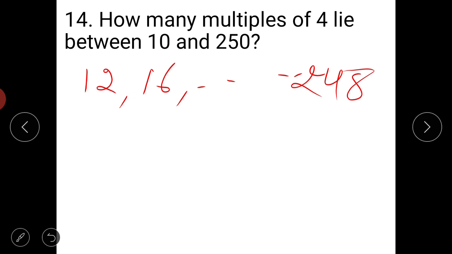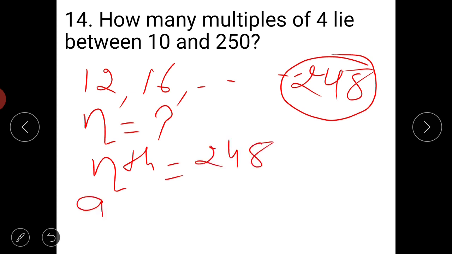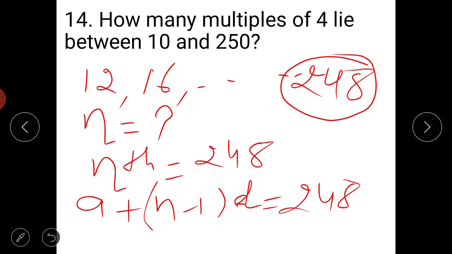So this is an AP, and we have found the first term. What I have to find out is how many multiples there are. It means I have to find n, the number of terms. To find the number of terms, let us consider 248 as the nth term. The nth term equals a plus (n minus 1) into d, equal to 248. Here a is 12 and d is 4.